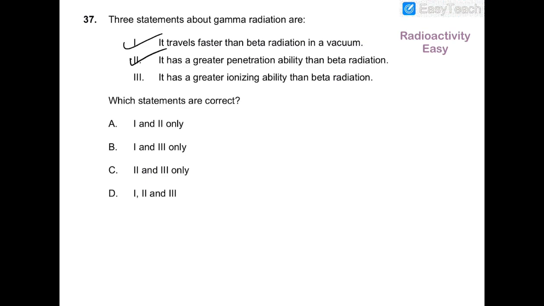And the third says greater ionizing ability than beta. This is wrong because the charge on gamma is 0. So the ionizing ability depends on the charge. So charge is on beta and charge of gamma is 0. So we can say that the third statement is wrong. So the correct statements are 1 and 2, and therefore the correct option is A.